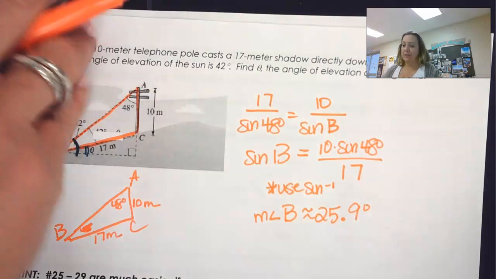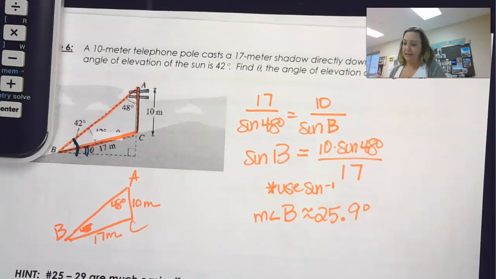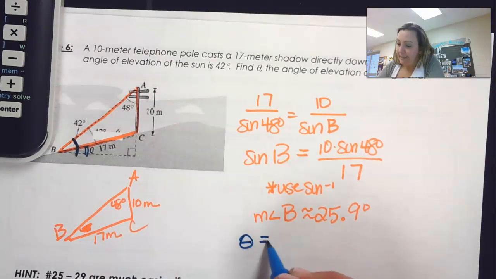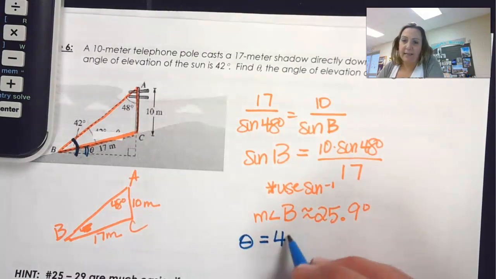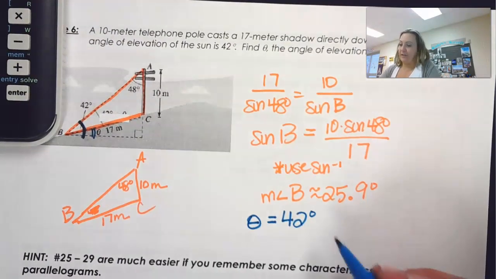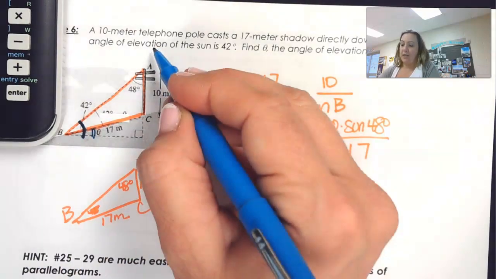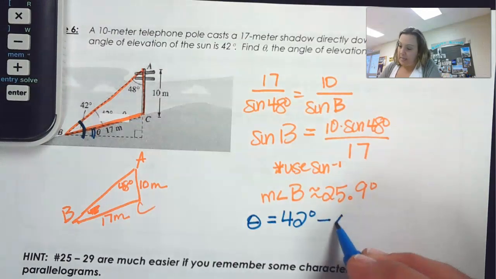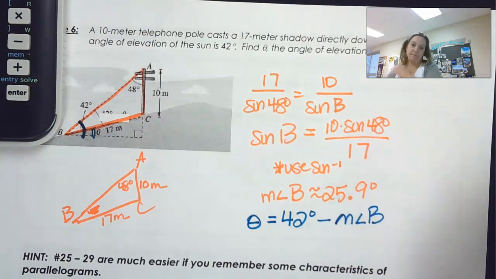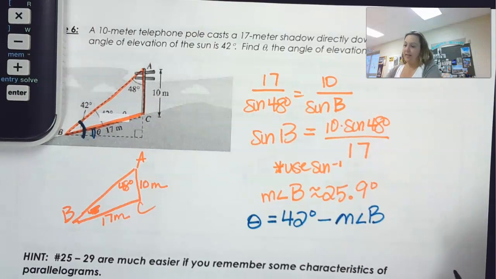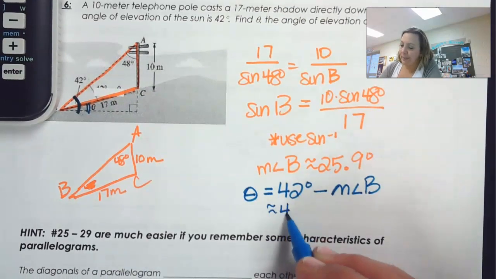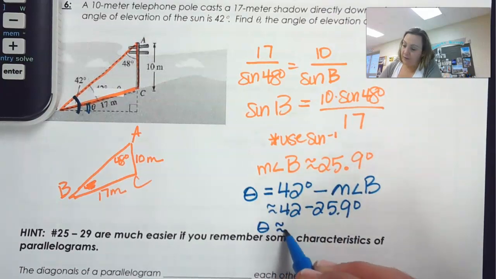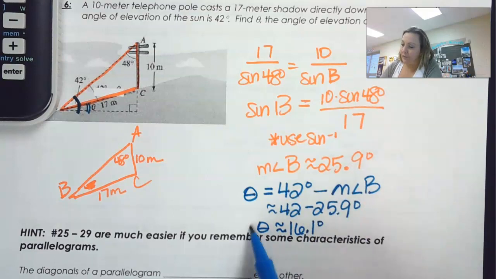And so therefore what we wanted to do is find this angle theta. And again, what it looks like is that this angle theta is that 42 degree angle of the huge right triangle minus the angle B of the triangle ABC. And so we said that angle B was about 25.9 degrees. So that means that our angle theta could be about 16.1 degrees.